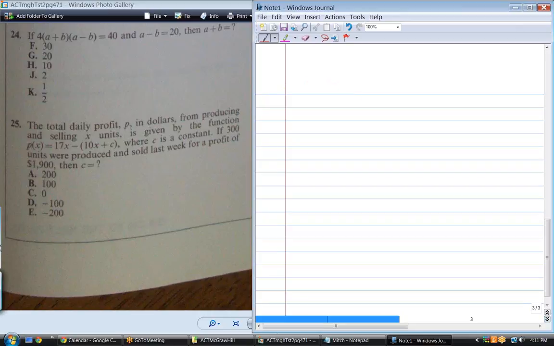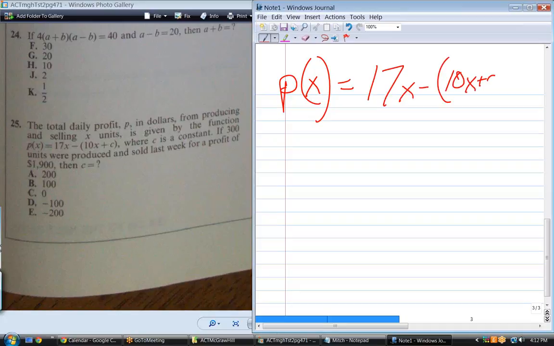So here's our function. The total profit is what P of X is. I'm going to call it P of X because the only variables on the other side of this equation are going to be X. This C is a constant. Okay? So my profit function is this. If 300 units were produced and sold last week for a profit of $1,900, then solve for C.